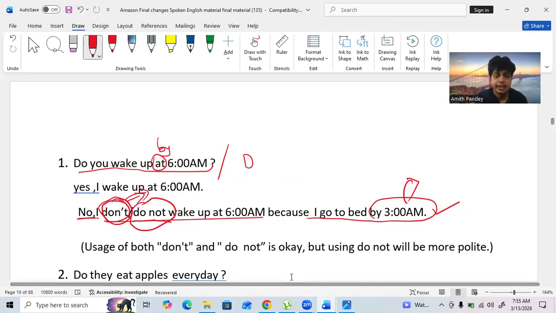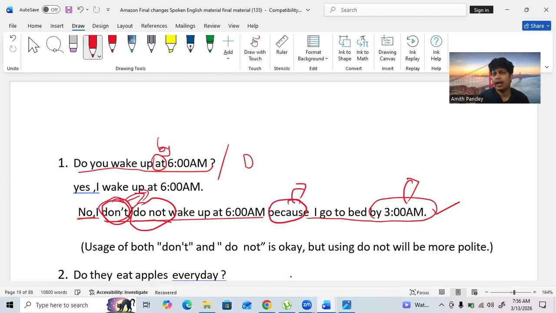And always, in case you say no, try to add the reason. No, I do not know, sir, because probably I might not have gone through that in detail. So if you give me the chance, definitely I'll go through that in detail. Okay. Then why do you need to give the reason?